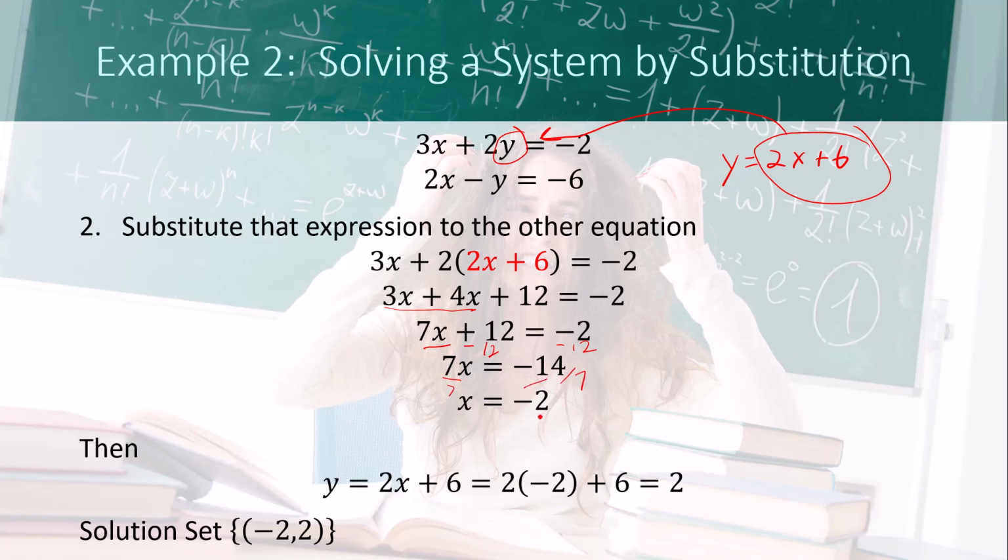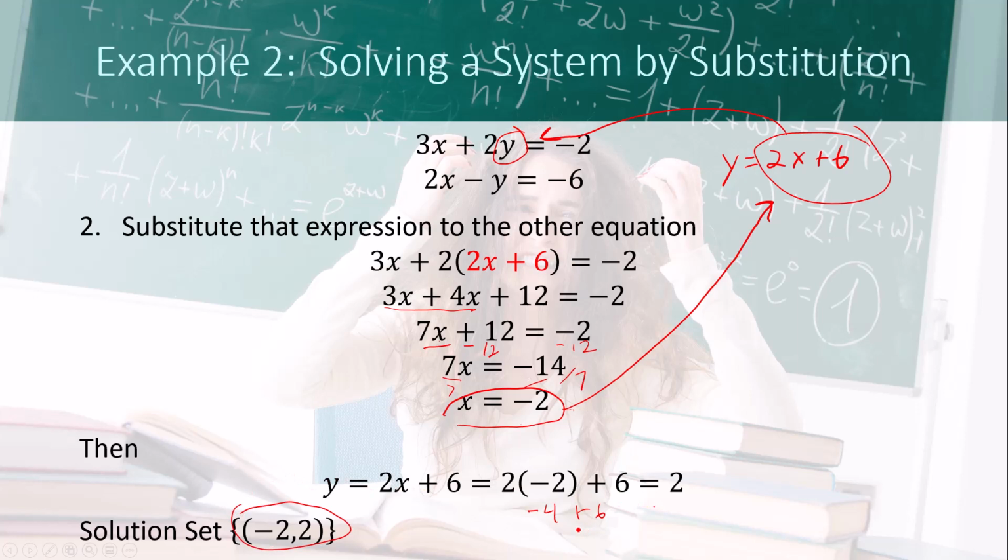And then I have x is equal to negative 2. Once I figured out what x is, I can take this and put it back into this equation right here. And if I do, that's pretty much what I did down here. I have y is equal to 2x plus 6, making the substitution. 2 times negative 2 plus 6, well, that's just negative 4. Negative 4 plus 6 is equal to 2. So I have negative 2 for x, positive 2 for y, and this would be my solution set.